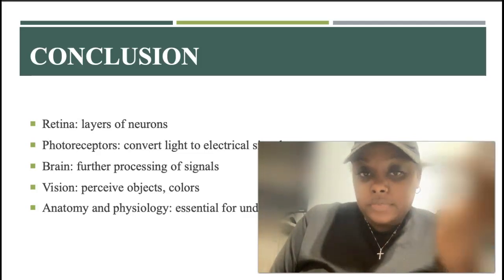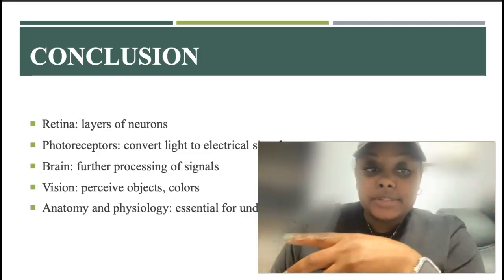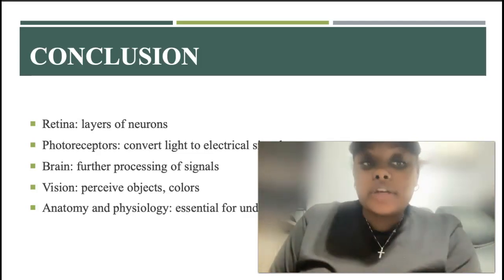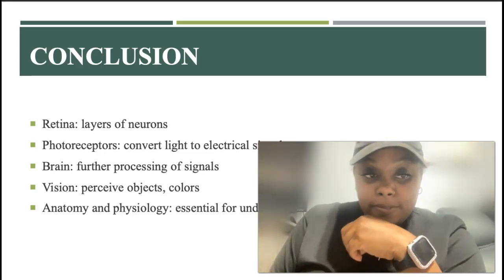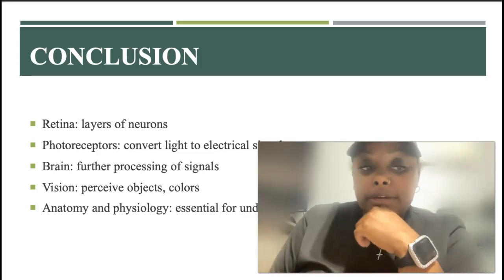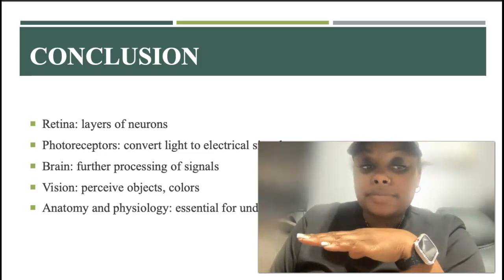In conclusion, the retina is made of layers of neurons. There are 3 primary layers in the retina. They are made of nerve cells or neurons. These are the photoreceptor cell layer, the ganglion cell layer, and the bipolar cell layer.